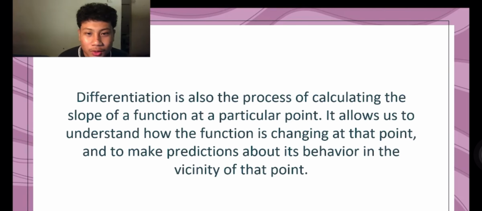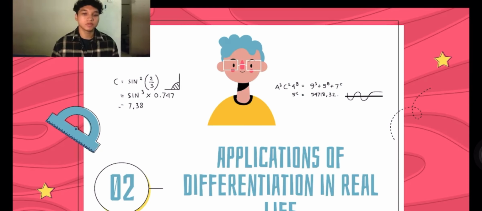Differentiation is also the process of calculating the slope of a function at a particular point. It allows us to understand how the function is changing at the point and to make predictions about its behavior in the vicinity of the point. So, right now I'm going to tell you about the applications of differentiation in real life.